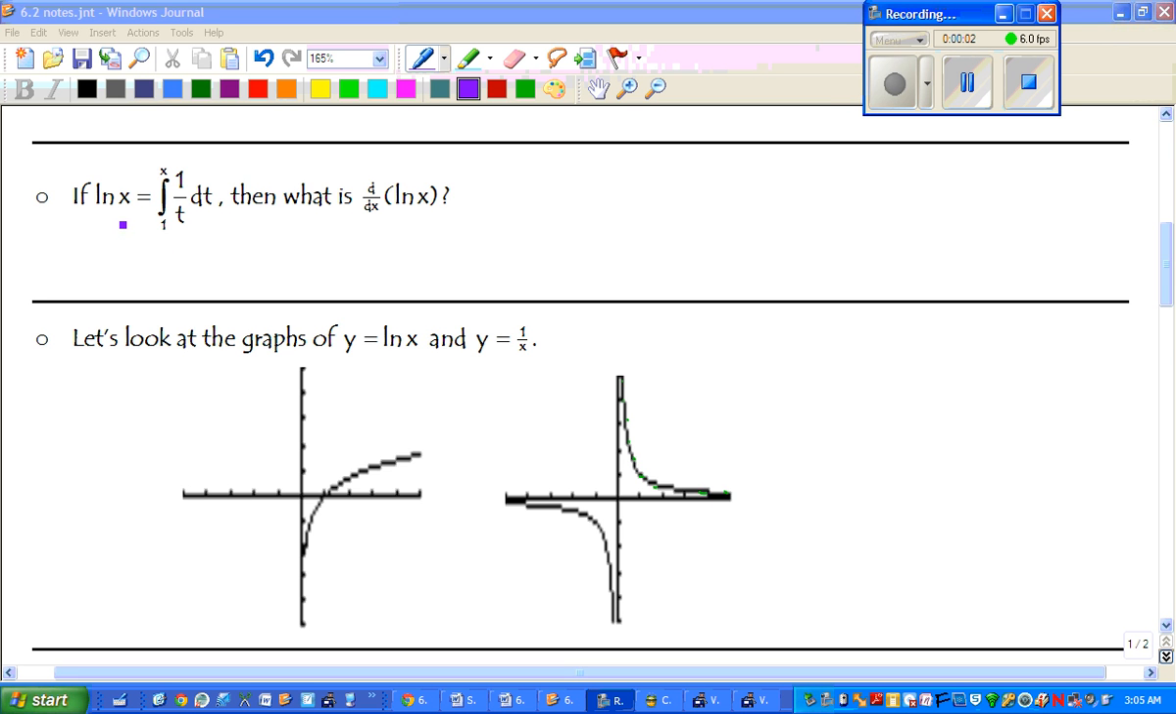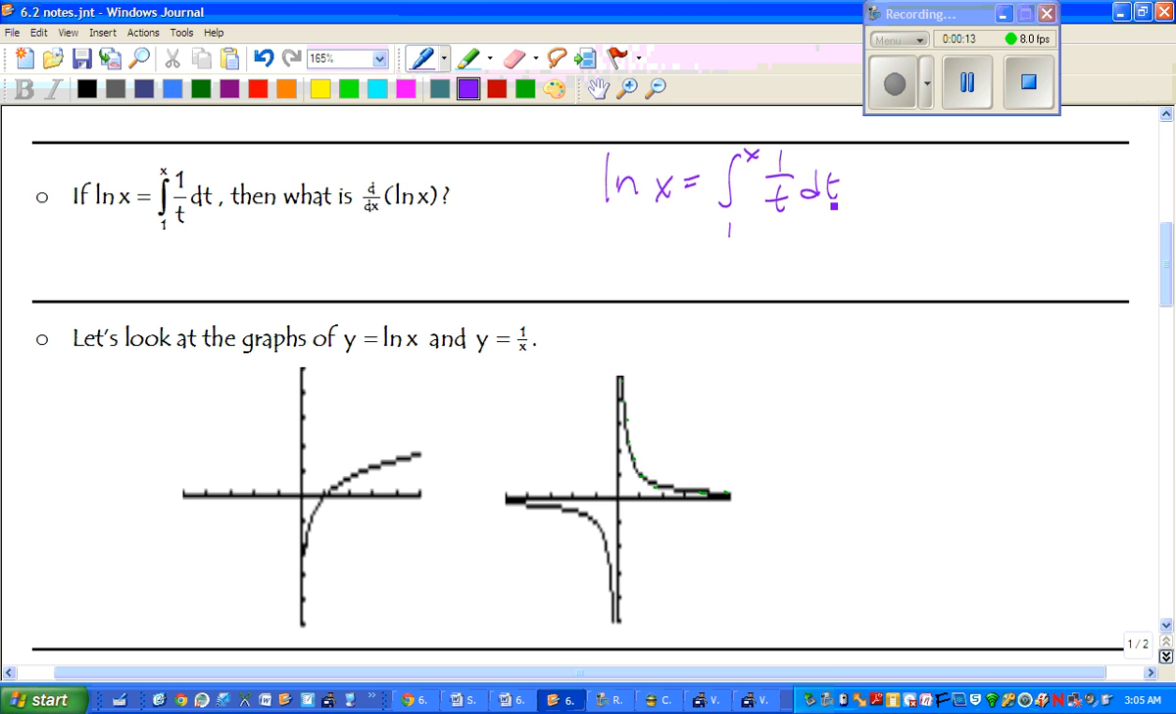Let's take a look at the derivative of natural log of x. So we've just talked about how natural log of x is equal to the definite integral from 1 to x of 1 over t dt. If we want to take the derivative of that, we can do the derivative of both sides.